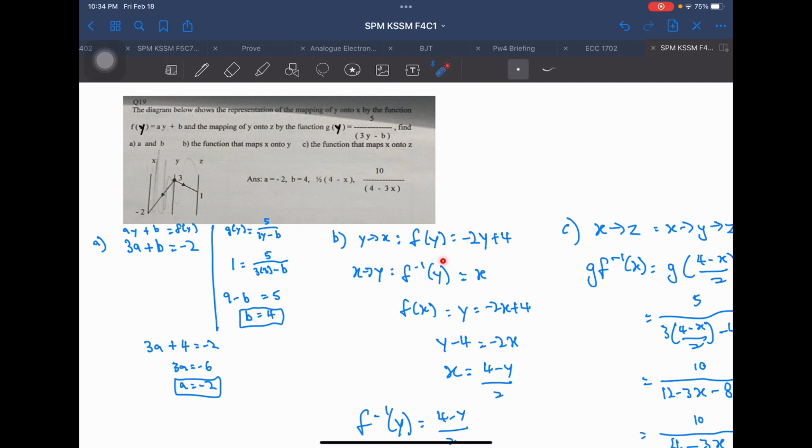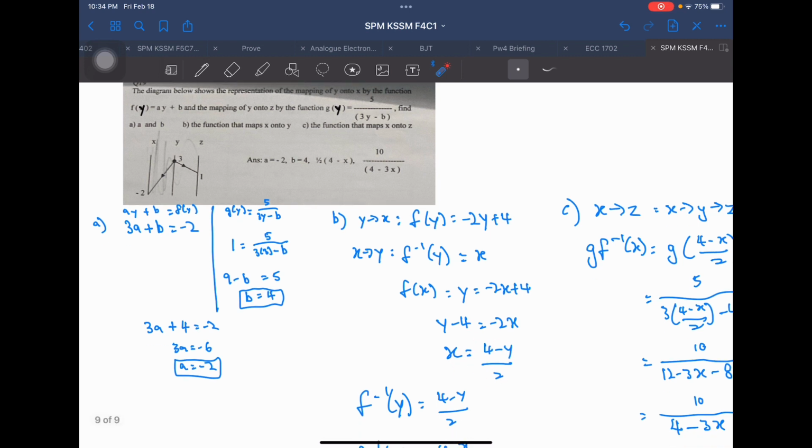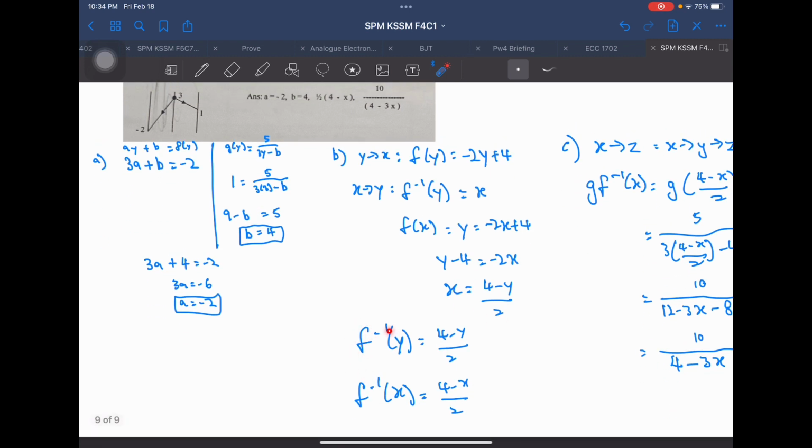So whenever you want to find the inverse, let f inverse of y equals x. So f(x) equals y equals -2x plus 4. So now you move everything of x to one side, everything of y to another side, so that you got x in terms of y. So move around, you got x equals (4 minus y)/2. So f inverse of y equals x equals (4 minus y)/2. So f inverse of x is this. So we are done.